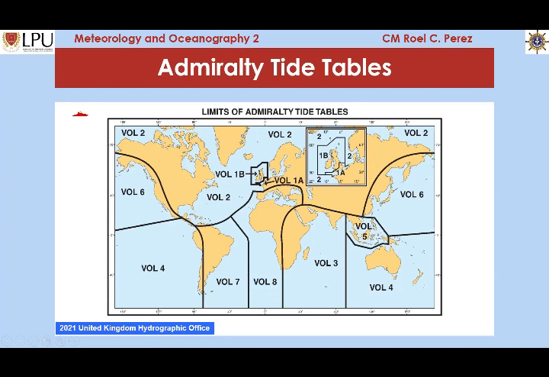Of course, volume 5: South China Sea, Philippines, Indonesia, including Singapore. So here, in volume 5, you can see the tidal stream in the Malacca Strait and Singapore Strait. If you are going to pass the Malacca Strait and Singapore Strait, you need to open your tidal table, the tidal stream tables.